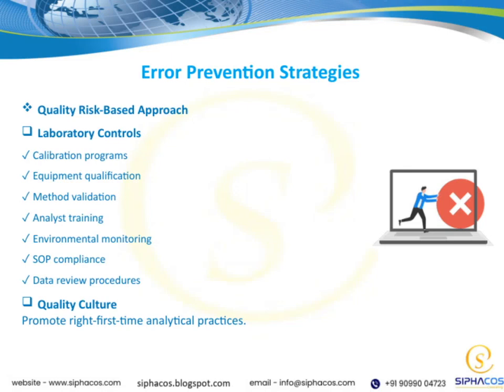When it comes to preventing errors, we focus on a quality risk-based approach. That means identifying where things can go wrong and putting controls in place to stop them. In the lab, this includes calibration programs, equipment qualification, method validation, and thorough analyst training. We also monitor the environment, enforce strict SOP compliance, and have robust data review procedures. Beyond processes, we foster a quality culture that encourages getting it right the first time, every time. This mindset is just as important as any checklist.